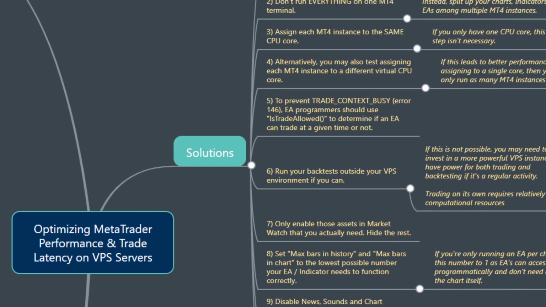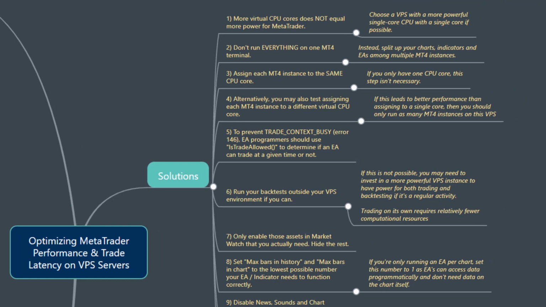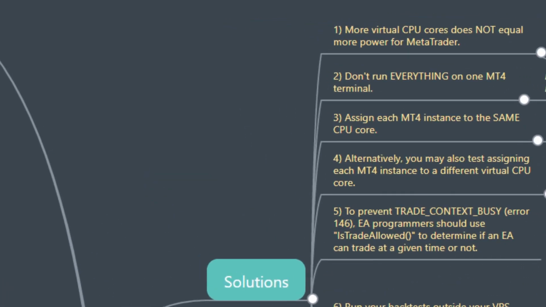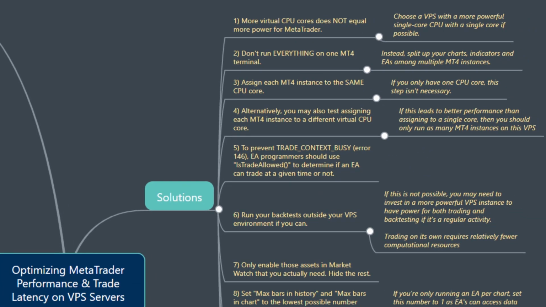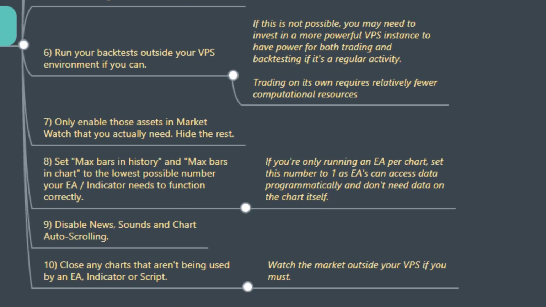And the other thing is, if you do need to run lots of things, you need to have lots of charts open with an EA or a script that relies on indicators on those charts, then it's important that you don't run every single thing on one MT4 terminal. And instead, you could split up your charts, indicators, and EAs among multiple MT4 instances, and then deal with them in terms of processing, as I'll talk about shortly here. So you can do one or two things or test both to see which affords you better performance.